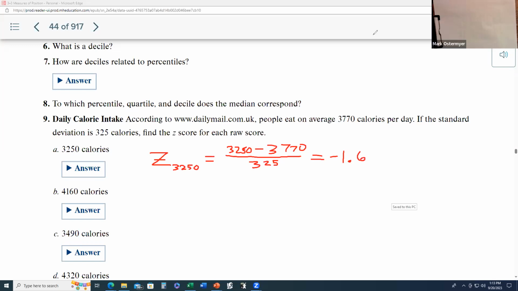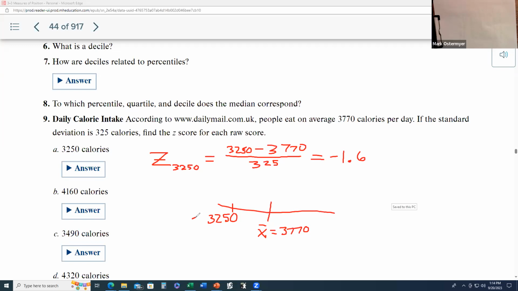What is that negative 1.6 saying? Anybody? How do we interpret what that z-score value is saying? Negative 1.6. Well, what it's saying is that the data observation 3,250 is 1.6 standard deviations below the mean. So if this is the mean, which is the 3,770, this value of 3,250, ladies and gentlemen, right here, is 1.6 standard deviations below the mean.